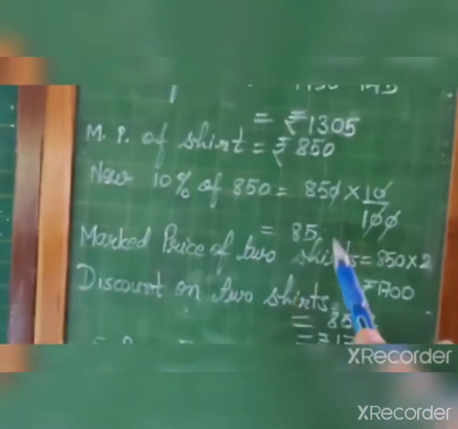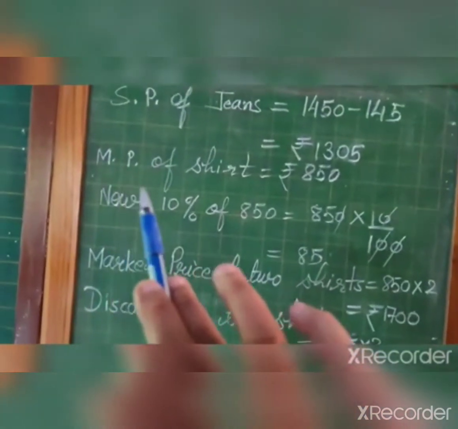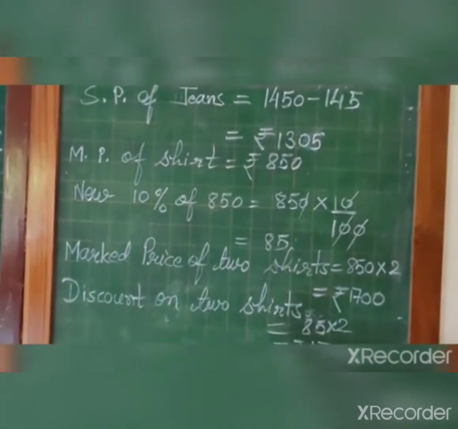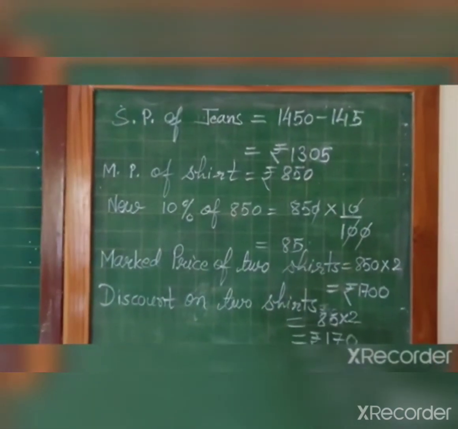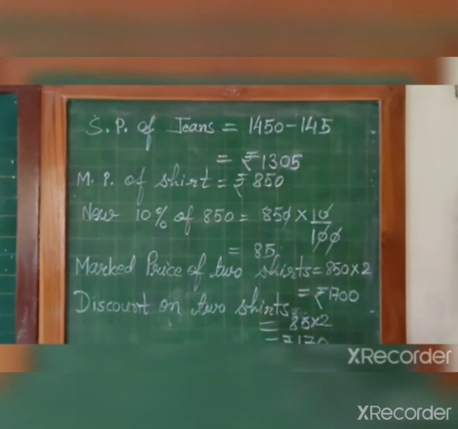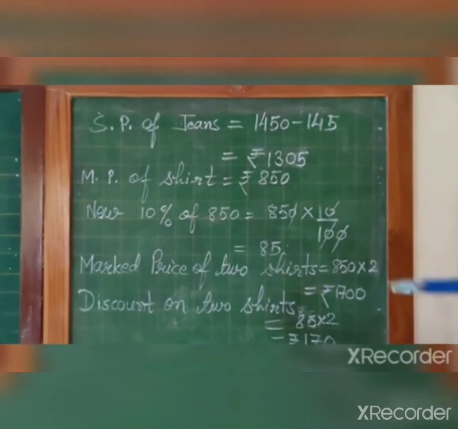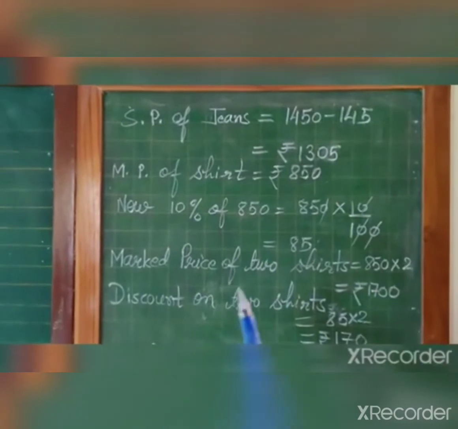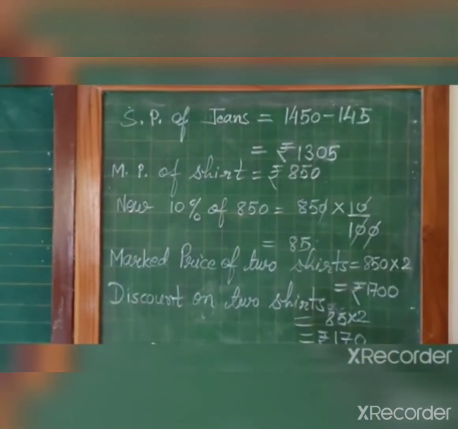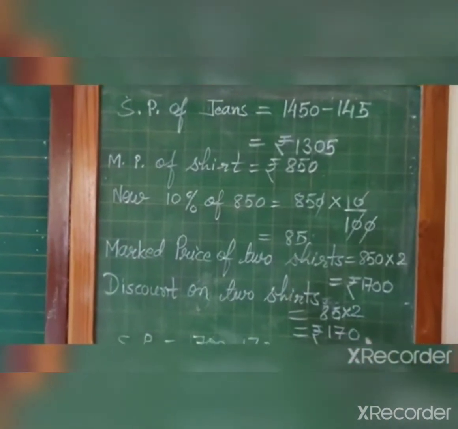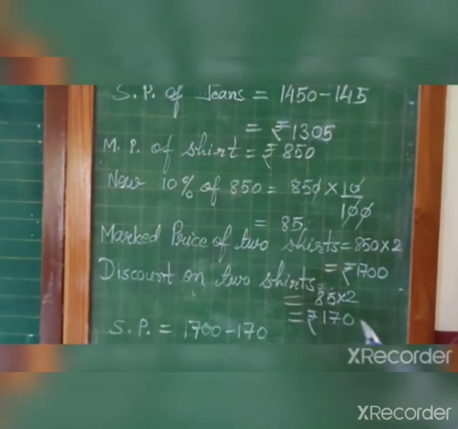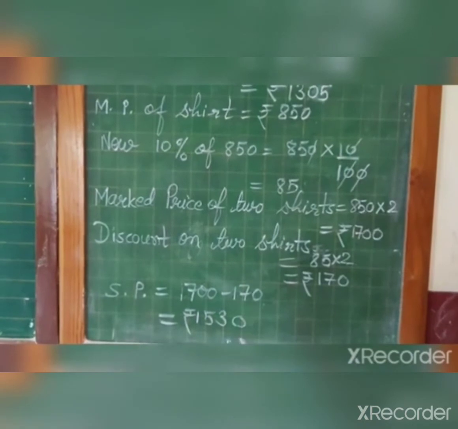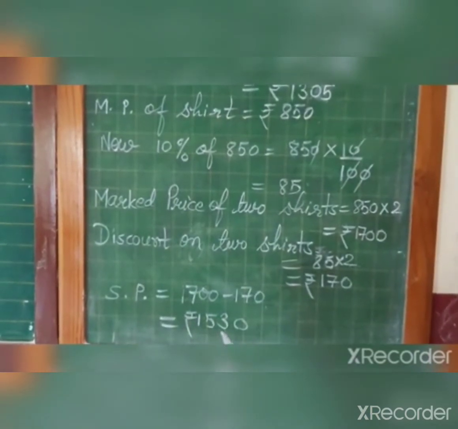Now mark price of shirt, you will write full form, please children. So mark price of shirt is equal to rupees 850. Now 10% of 850 is equal to 850 into 10 upon 100. Those 2 0 cancel by these 2 0. So 85. Now mark price of 2 shirts is equal to 1700. Discount on 2 shirts is equal to 85 into 2, 170. So SP of 2 shirts is 1700 minus 170, that means rupees 1530.